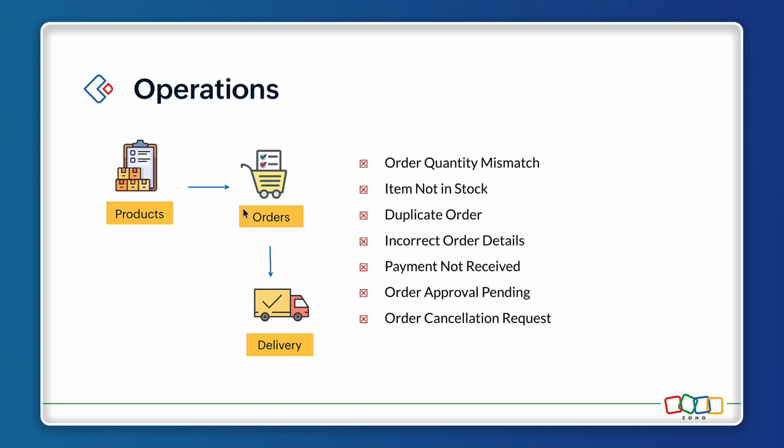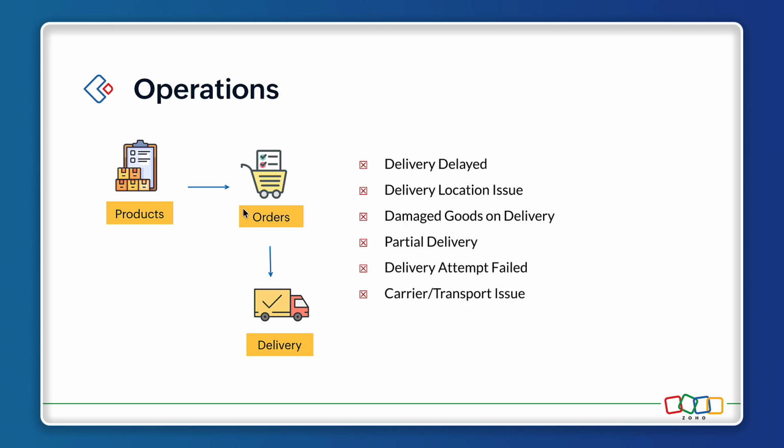Similarly, in the delivery module, the exception can be a delayed delivery, a wrong delivery location, a damaged product delivered to the customer, or only a partial delivery being made with more deliveries still to be made soon. Or there can be an issue with the carrier or the transport that is going to deliver the products. So these are the places where an exception can happen in the delivery module.